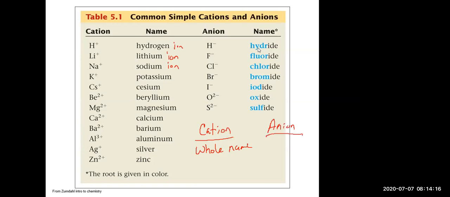Now, when we go to name an anion, by itself or in general, we use basically the root of the name, but we drop the last part and put -ide at the end of it. So fluorine becomes the fluoride ion. Chlorine becomes the chloride ion. Bromine becomes the bromide ion, and so forth.